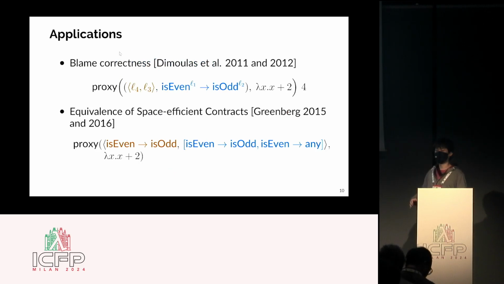I have applied the same technique to capture more than just blame tracking, but also space-efficient contracts, which are a way to remove duplicate checks to improve performance. And I have used the same technique to prove that space-efficient contracts are equivalent to the original contract systems.